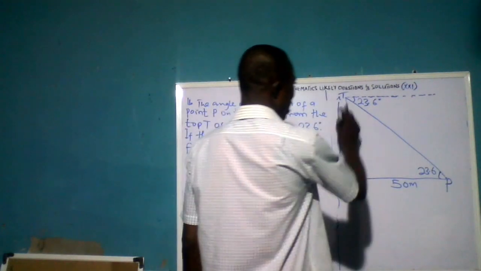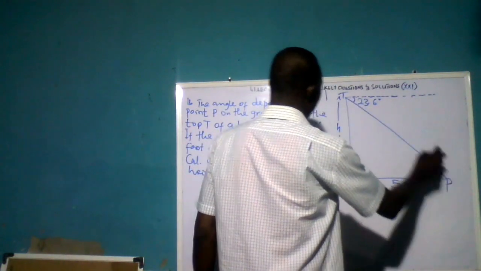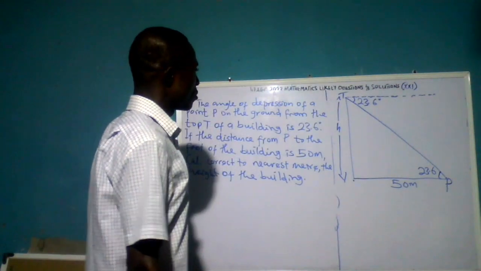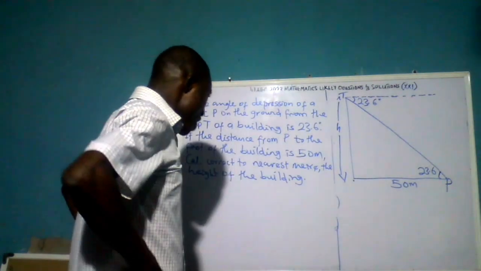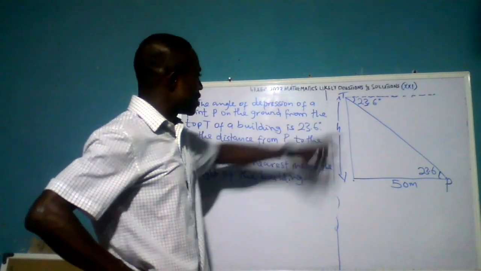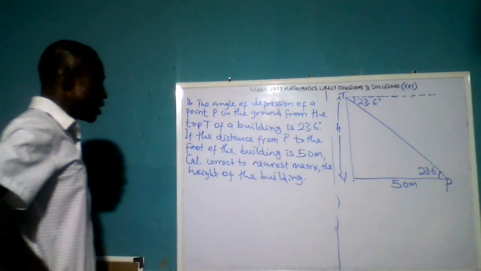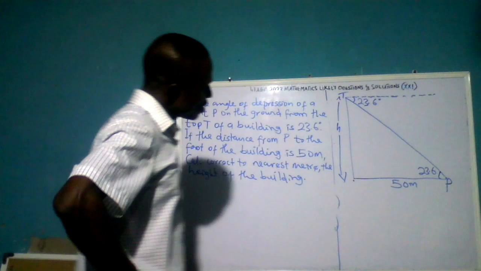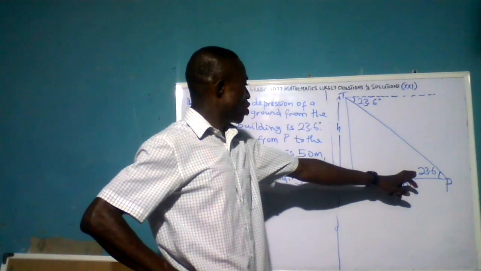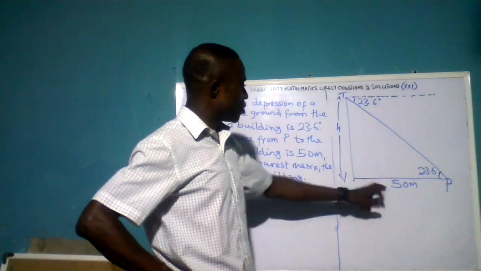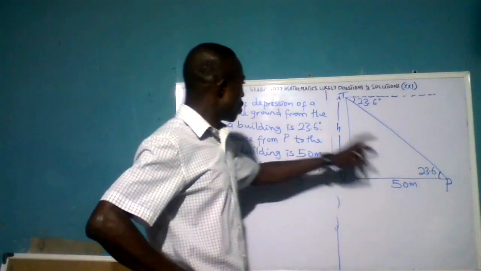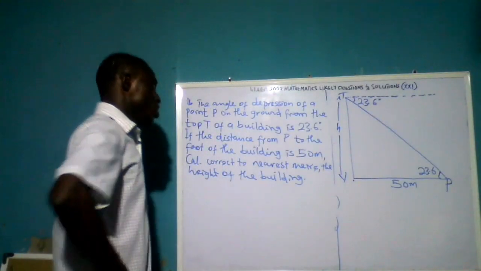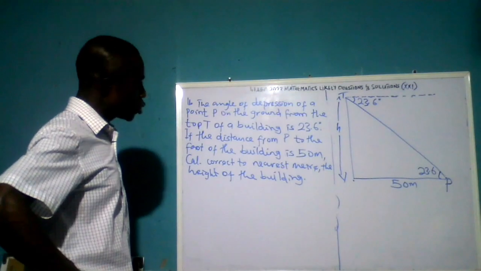Because this is serving as a diagonal. If we close this side, this is serving as a diagonal of the rectangle that will be formed. Now, we have to find the height of the building. How do we go about it? Don't forget that if you take the tan ratio of this angle, tan will be opposite over adjacent, and straight away you make h the subject of the formula and find your solution.